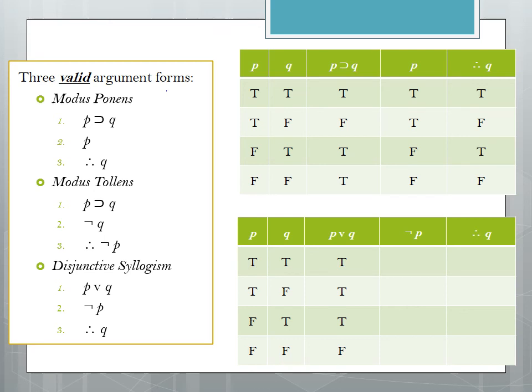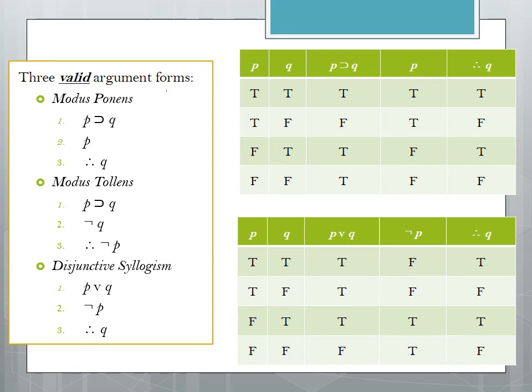Secondary premise here is the denial of P. Well, if we look at the base columns, P is true on rows 1 and 2. So the negation of P is false on rows 1 and 2. And P is false on rows 3 and 4, so true for not P on rows 3 and 4. Finally, the conclusion is Q, and that's just going to replicate what we have in the base columns: true, false, true, false.